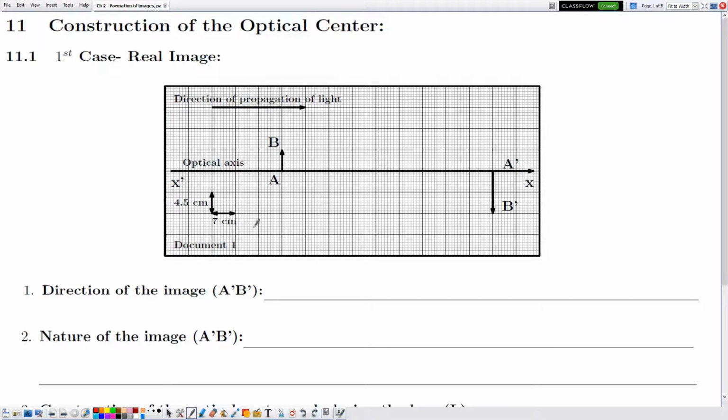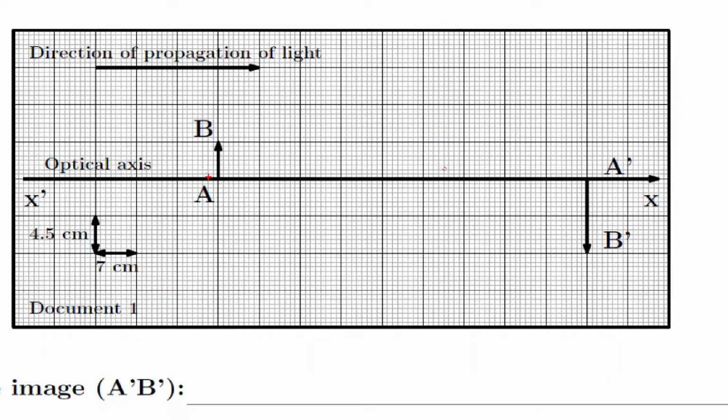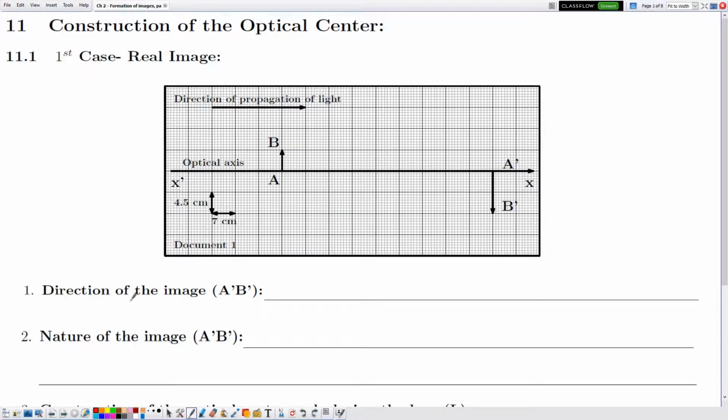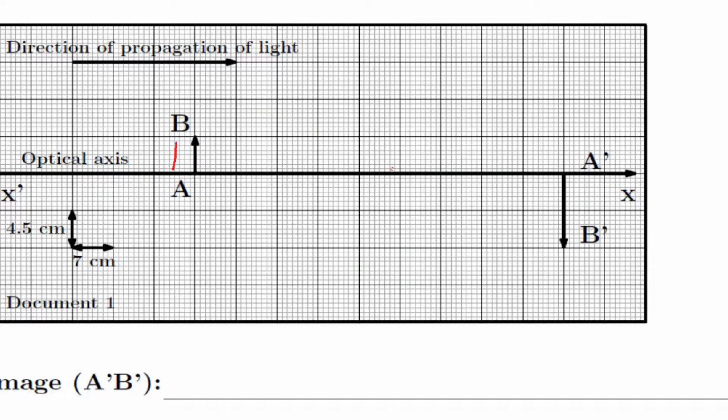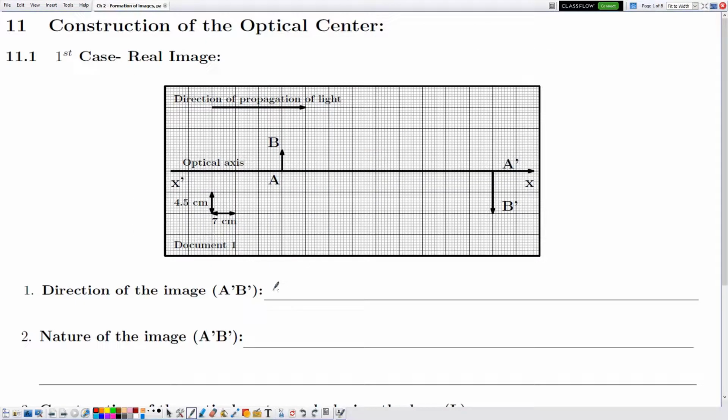Okay, here we have document 1. Number 1, they are telling me the direction of the image A prime, B prime. So in this document we have the object AB, and we have the image A prime, B prime. We don't have the lens, and the direction of propagation of light is taken to be from left to right, okay? And they are asking me about the direction of the image with respect to the object, so we need to say whether it's inverted or erect. Notice that here the object AB is pointing upward, and the image A prime, B prime is pointing downward, which means that the image is in opposite direction with respect to the object, which means it is inverted.